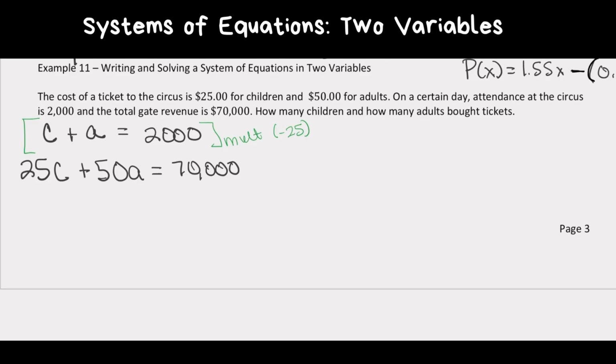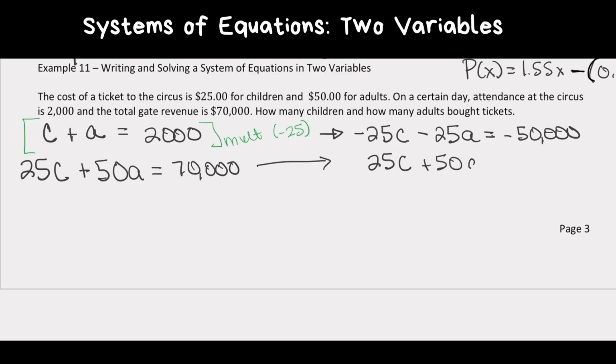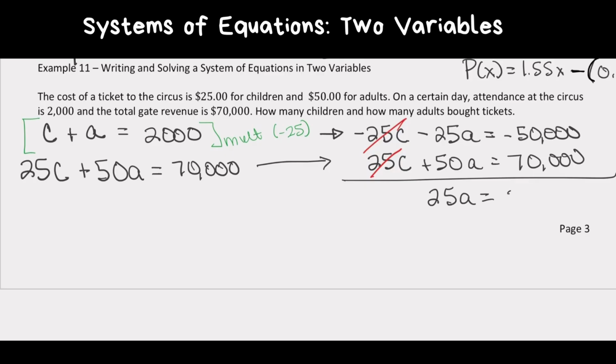So what will that look like? Negative 25c minus 25a equals negative 50,000. Okay. Second equation, I didn't change at all. 25c, 50a, 70,000. Addition, positive 25a equals 20,000. Divide by 25, a is equal to 800. So there are 800 adults, okay? Well, how many children?